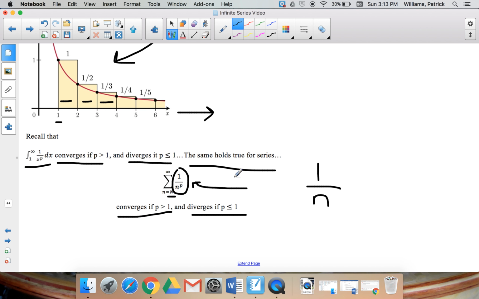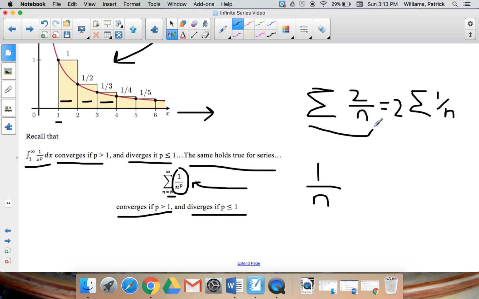Also, remember that rule that we had about constants. For example, if we have the sum of, let's say, 2 over n or something like that, we'll realize that we can just write that as 2 times the sum of 1 over n. And now that we know that 1 over n is a p-series with p equal to 1, which means it's divergent, that means this series would be divergent too.